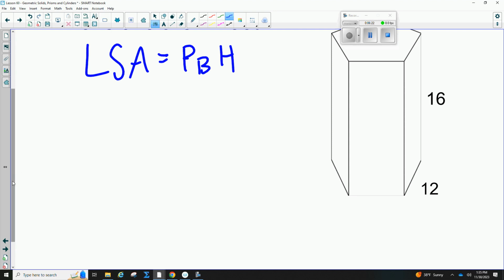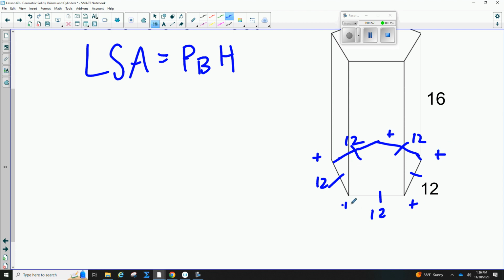It does say these are regular pentagons. Does anyone know what a regular pentagon means, Charlotte? Yeah, so like this pentagon down here and the one on the top, it's regular. It's normal. It's just a regular old pentagon, right? All those sides are equal, and then all the angles inside are equal if it's regular, okay? Which means that that's 12, that's 12, that's 12, that's 12, that's 12.